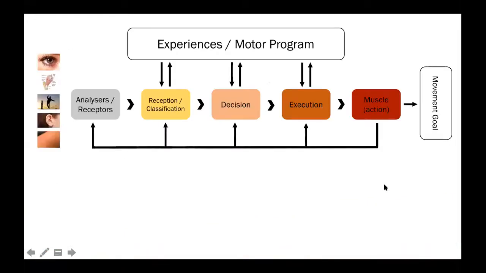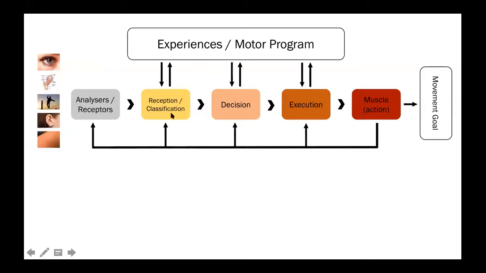Here we have another overview. So we have the analyzers or receptors, the 5 you can see on the left side. Based on these analyzers, the movement program is received and classified. So the body or the brain directly starts identifying, okay, am I going to perform a throw here? Am I going to perform a jump? And this is happening based on your experiences, because the motor program for a jump might look very different than the motor program for a throw. So if your analyzers give you the idea, okay, obviously this is a bit closer to a jump, then your brain starts looking for the jump motor program. So the classification happens here.